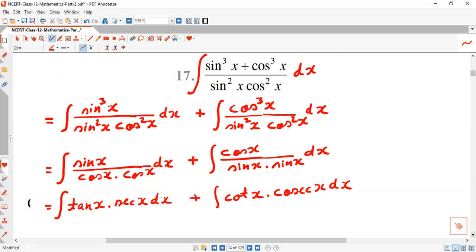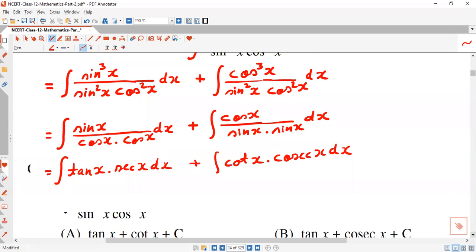Now we know these direct formulas are there to get the answer. The integration of tan x sec x dx is the direct formula giving sec x, you remember. Plus the integration of cot x cosec x dx is the direct formula giving minus cosec x. So instead of writing this plus sign, we better write minus cosec x plus some constant c. This is the answer.